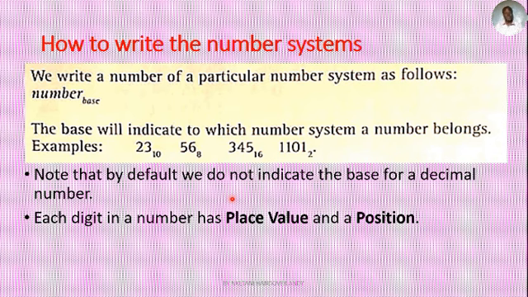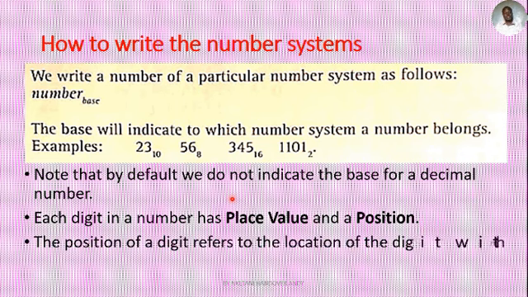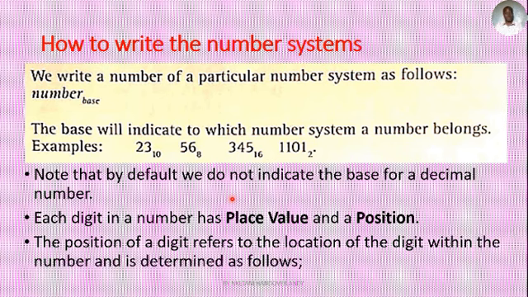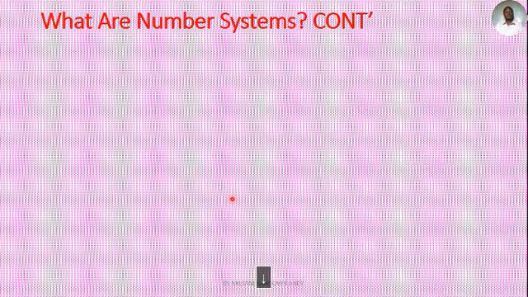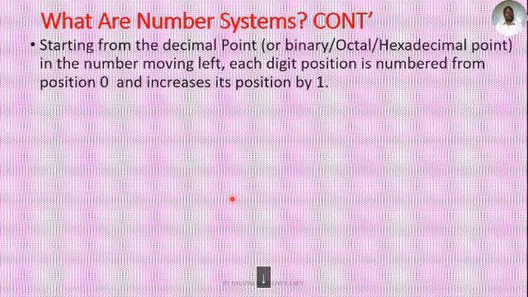Now each digit in a number has a place value and a position. The position of a digit refers to the location of the digit within the number and is determined as follows. We check in the next slide. So we move to the next.